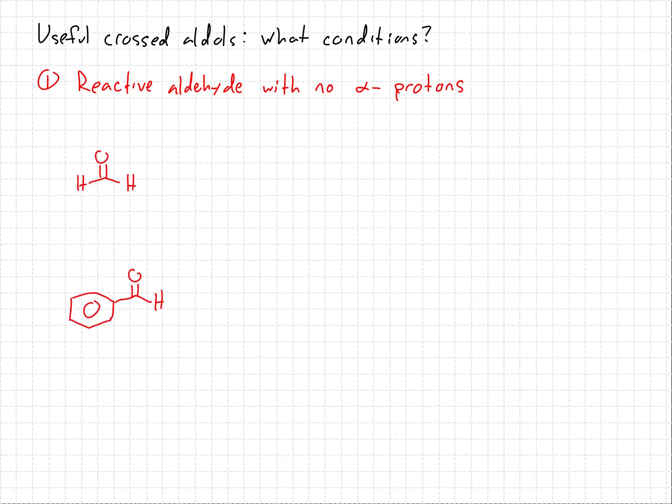Two common examples of these types of electrophiles are formaldehyde, which you can see on top, and benzaldehyde, which you can see on the bottom. Neither of these aldehydes has alpha protons, which means neither can be converted into an enol or enolate, meaning that these will not compete for the formation of the nucleophile in this reaction.